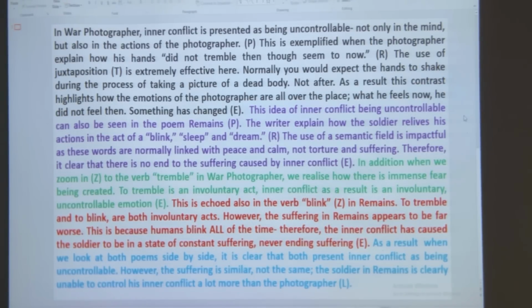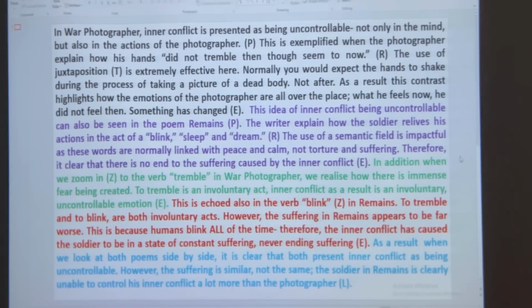The use of a semantic field is impactful as these words are normally linked with peace and calm, not torture and suffering. Therefore, it is clear that there is no end to the suffering caused by, it should be the inner conflict. In addition, when we zoom into the verb tremble in Wolf Photographer, we realize how there is immense fear being created. To tremble is an involuntary act. Inner conflict, as a result, is an involuntary, uncontrollable emotion.